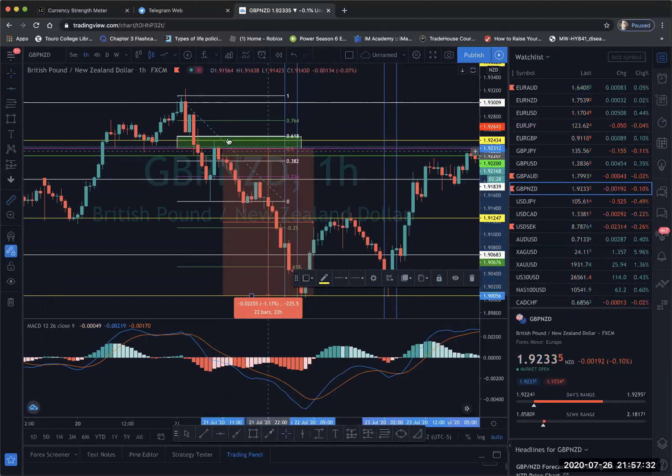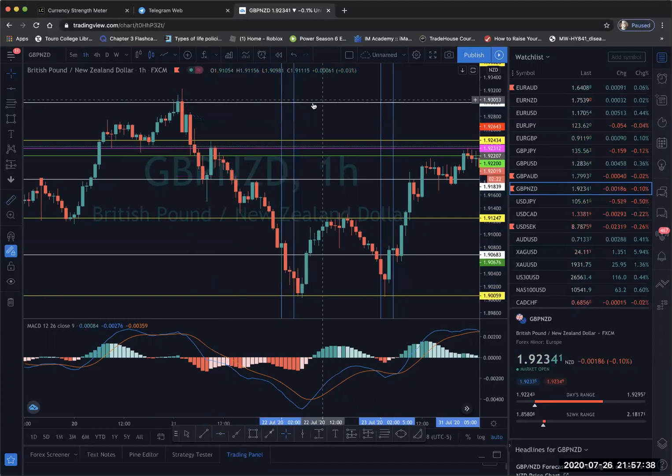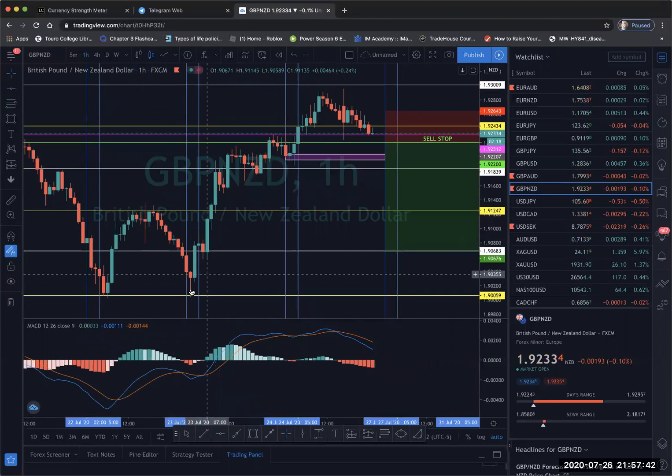So since this move had already happened, I can go ahead and delete it, and it played out exactly as predicted. Price over here, in general, it broke through points of structure all the way up.